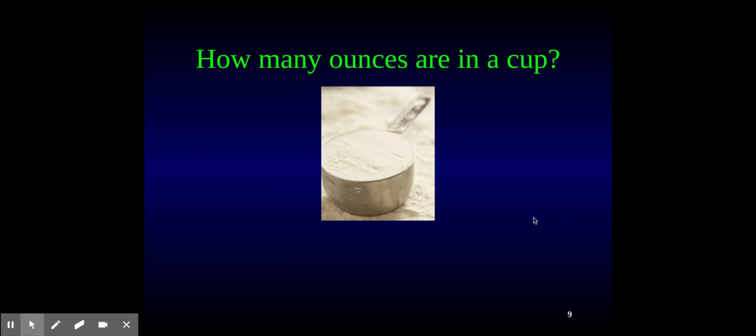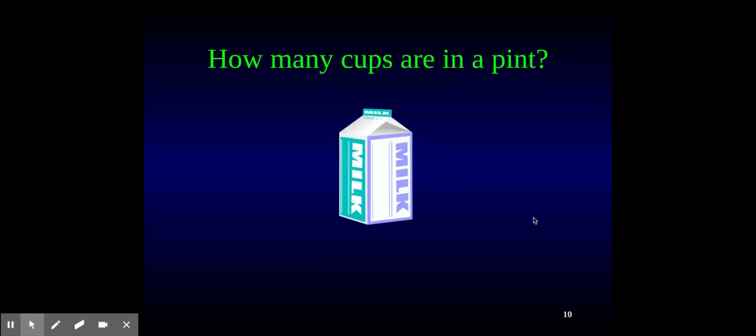How many ounces did I say are in a cup? The answer is 8 ounces. How many cups were there in a pint? The answer was 2 cups in a pint.